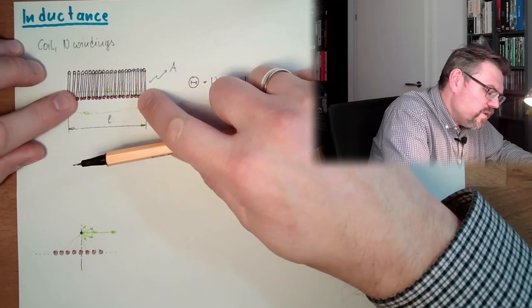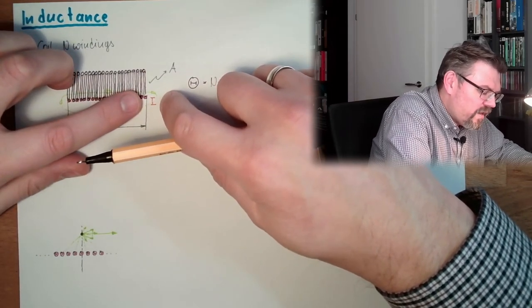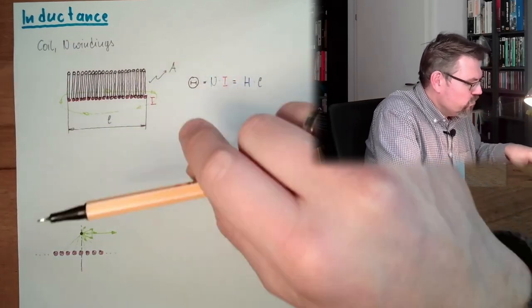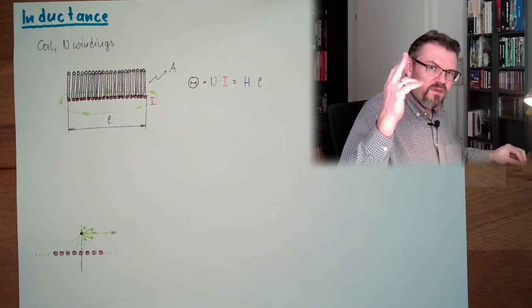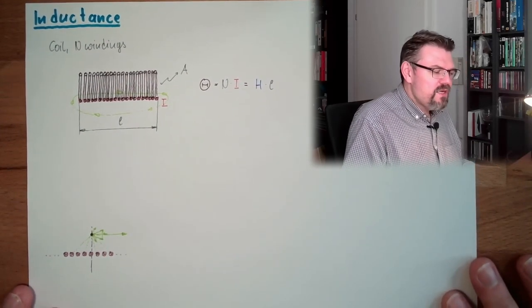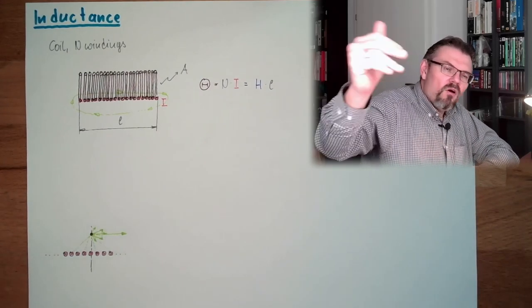What is true is that at the end of the coil I don't have any counterparts on this side. This is why we also notice a little bit of a so-called stray field there, which is simply there because the coil is not infinitely long.